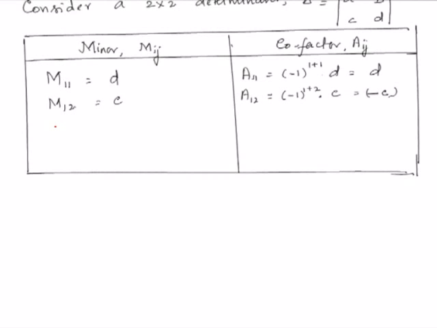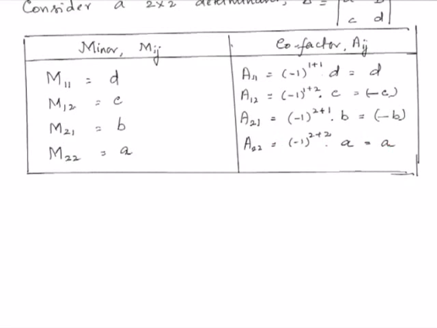Now if you have to calculate the next one, what is that? C. What is the position for C? It is 2, 1. Again the sum will be an odd power, so you get a minus there. So let us see. M21 is equal to, if you ignore the corresponding row and the column, you get B. So it is B itself, whereas A21 is minus 1 to the power of 2 plus 1 into B. So it is minus B. Whereas the last element you get, if you ignore the row and the column, we get to be A. But then the position is 2, 2. So 2 plus 2 is 4. So I get a positive effect of A.